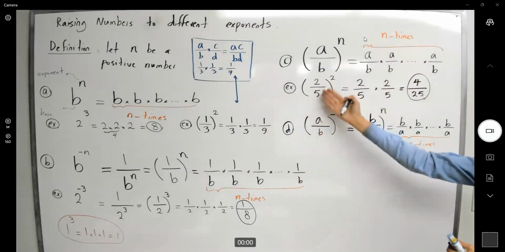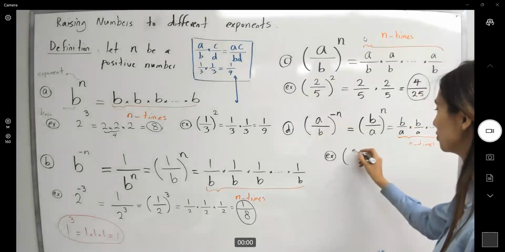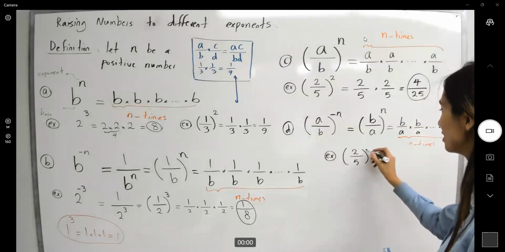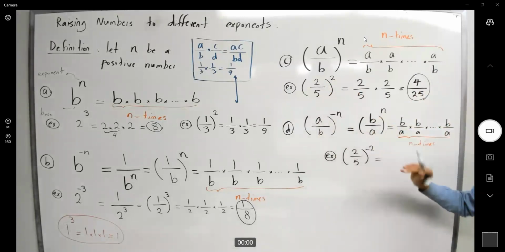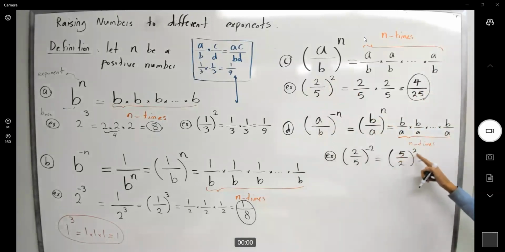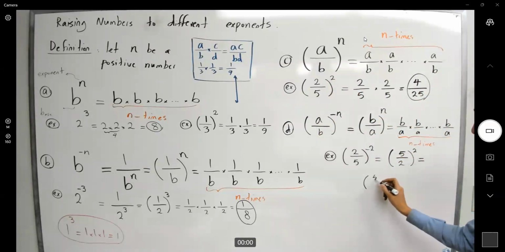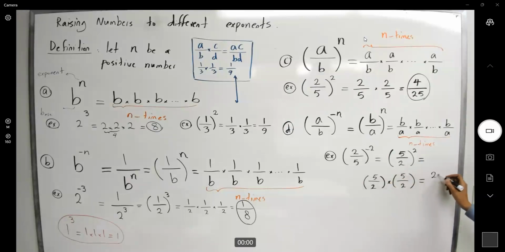Very good. Now, what if I raise this to a negative exponent? Take a look at this example. I have 2/5 raised to -2. Then you have a negative exponent. You're going to take your fraction and flip it. You get 5/2 raised to the positive exponent. Well, now that you have your fraction to the positive exponent, you're going to multiply it by itself 2 times. 5 times 5, 25, divided by 2 times 2, 4.